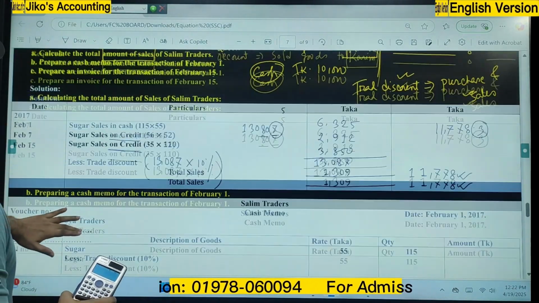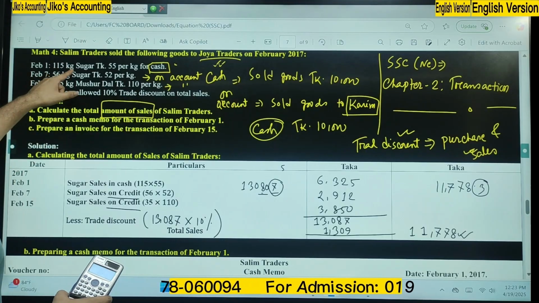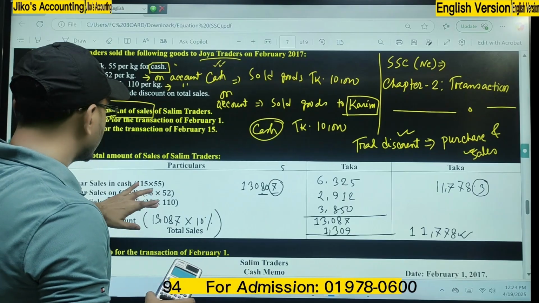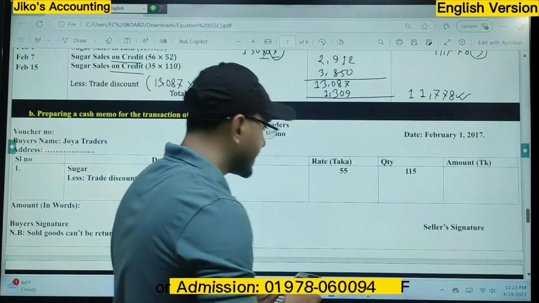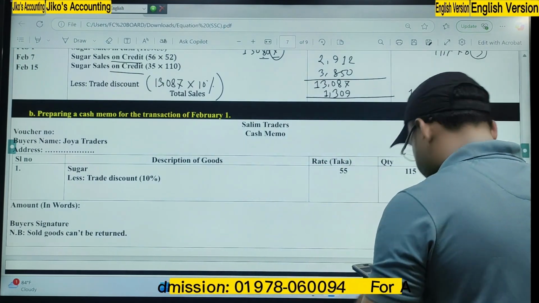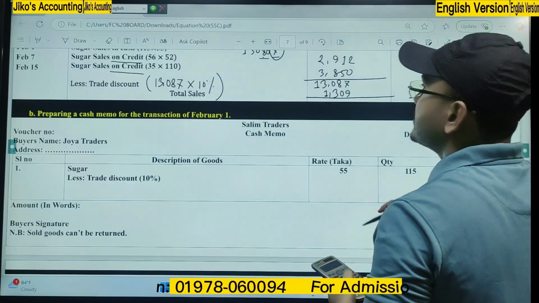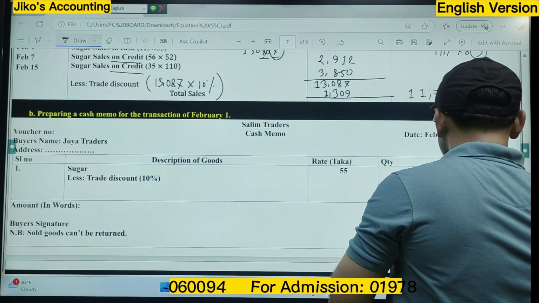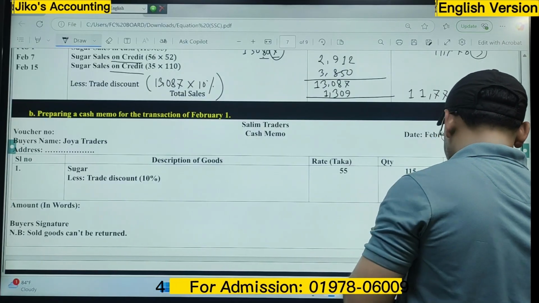What is our requirement number 1? February 1. 115 kg sugar, taka 55 per kg for cash. Okay, fine. Write down this one. Sugar sales. Now add all of them. 55 into per kg 115. What is our amount here? Sorry, 6,325.